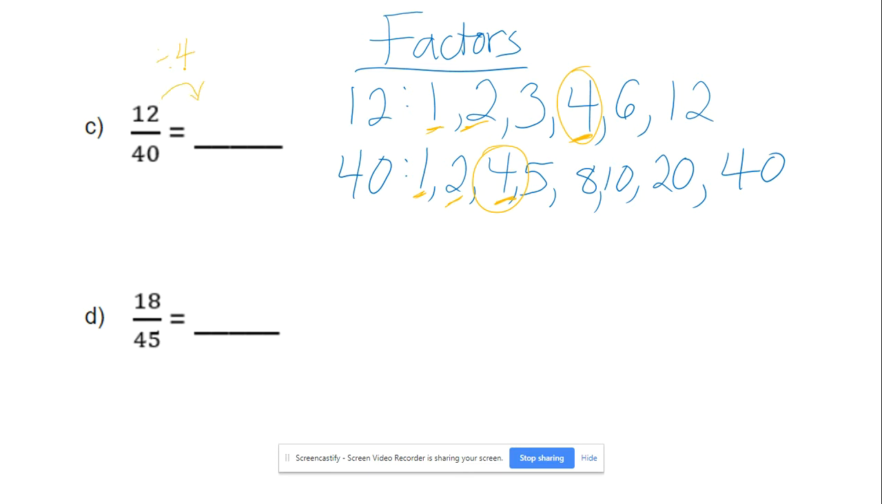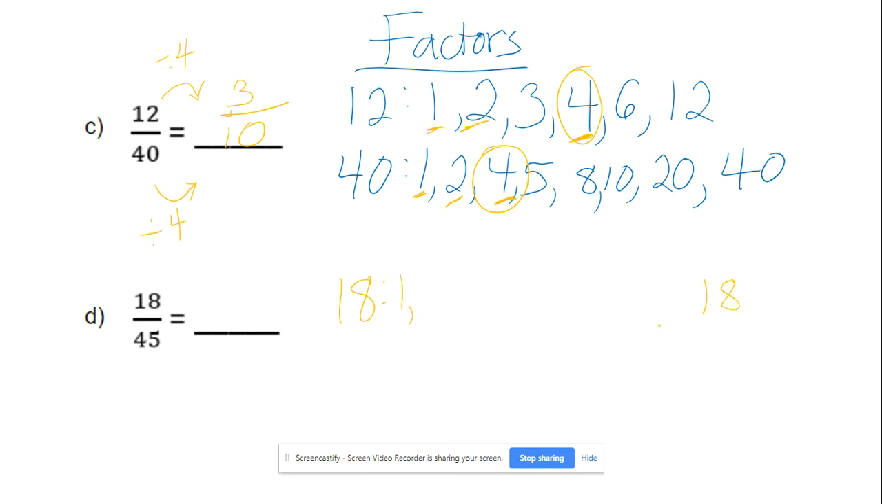12 divided by 4 is 3. And 40 divided by 4 is 10. So 12/40 is equal to 3/10. Last one. I'm going to list the factors of 18, which we've done before, and factors of 45.